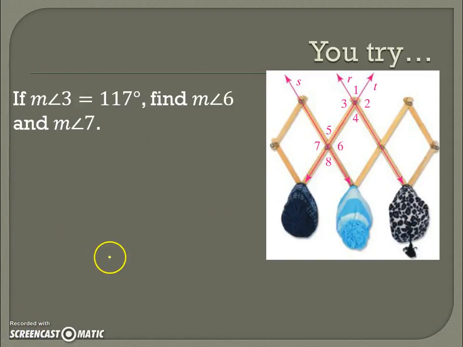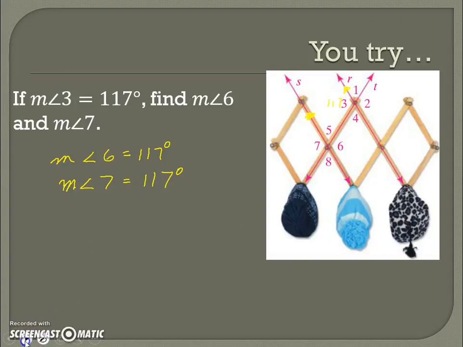So here's one for you to try. Go ahead and pause and give it a go. The answer will be up in 3, 2, 1. All right, here's what I got. If angle 3 is 117 degrees, then angle 6 is alternate interior to that, so it's the same. If angle 3 is 117 degrees, then angle 7 is corresponding, which means it is also congruent. So both of those angles are 117 degrees.